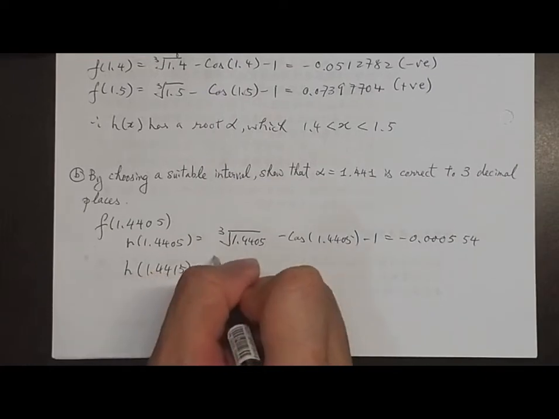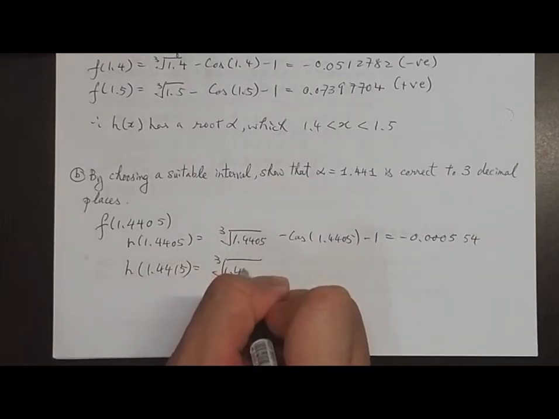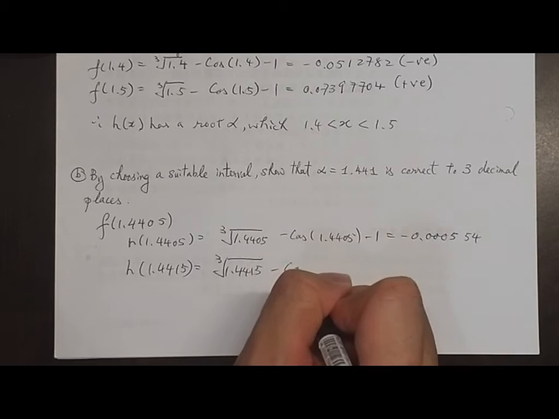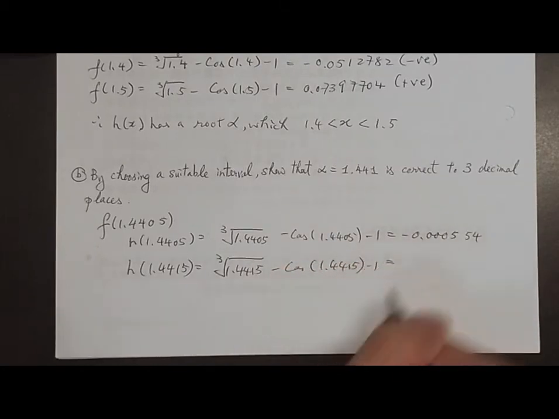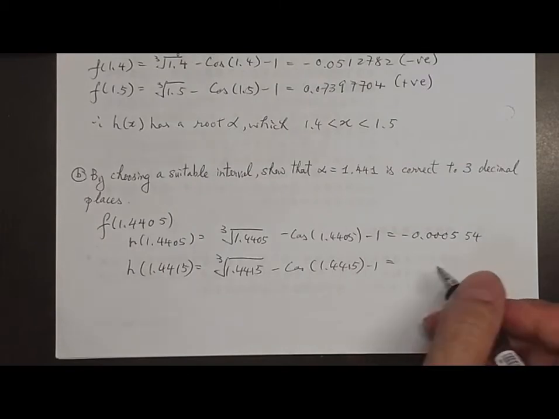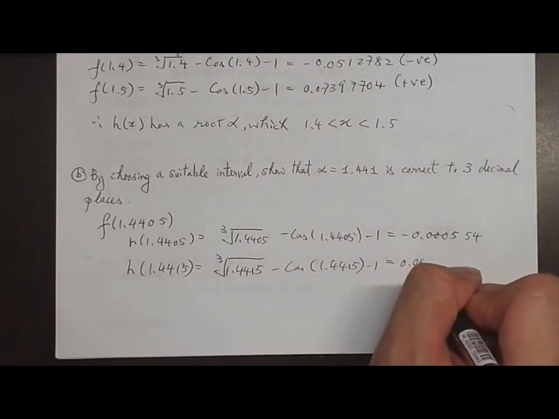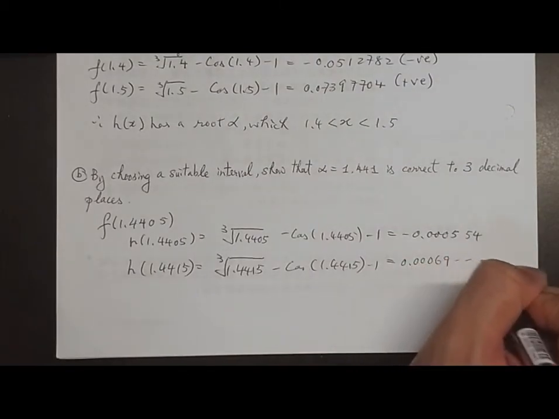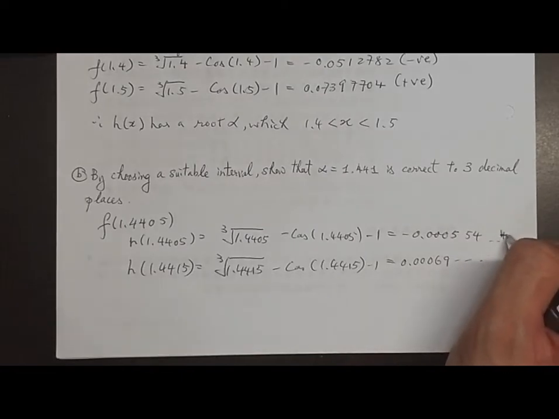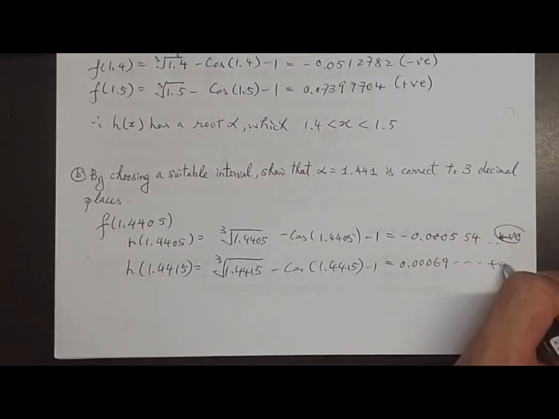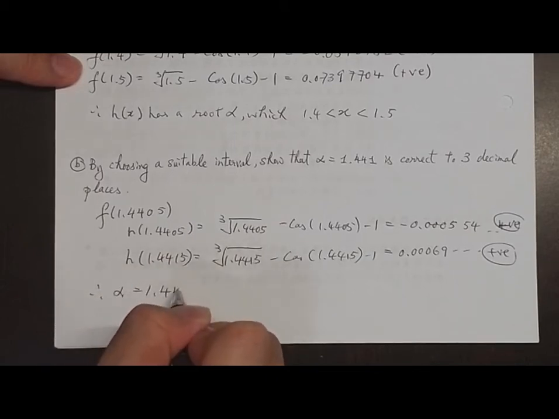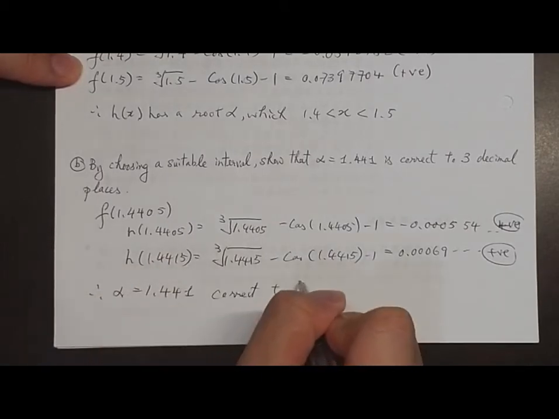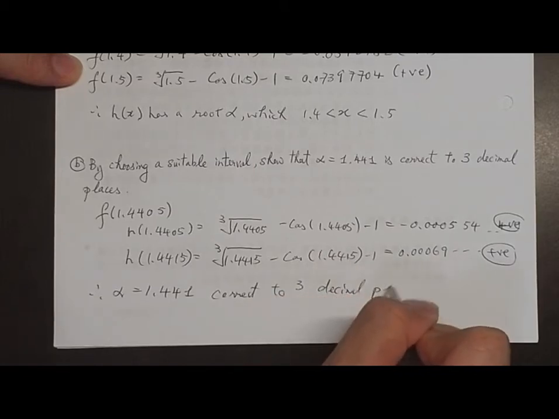And h(1.4415): cube root of 1.4415 − cos 1.4415 − 1. So this one is equal to 0.00069 and something. So this one is negative here, and this one is positive. So we can conclude that alpha equals 1.441, correct to 3 decimal places.